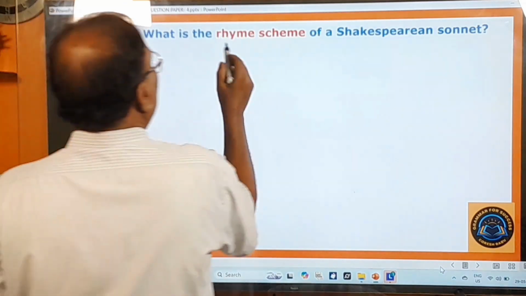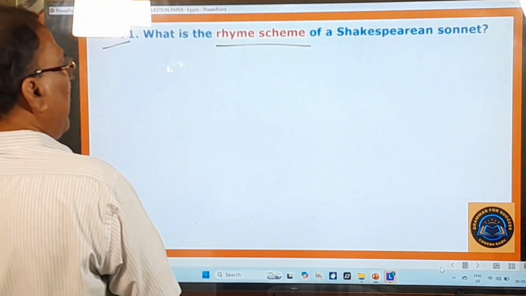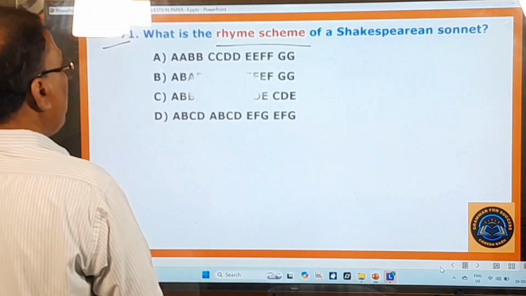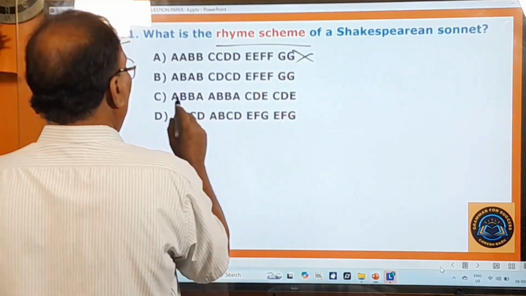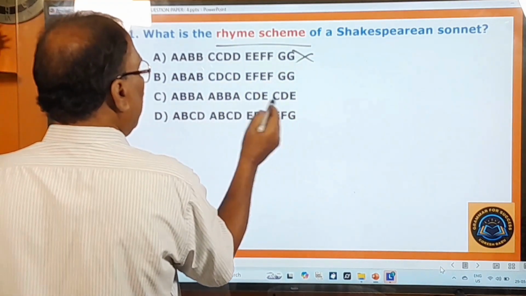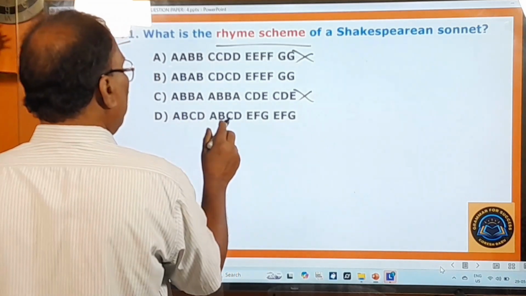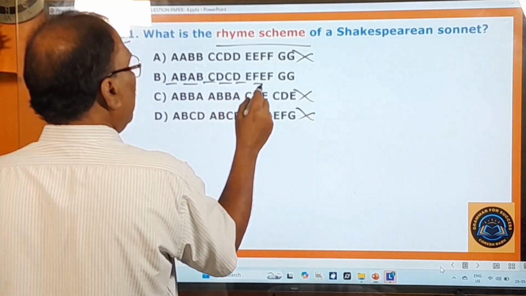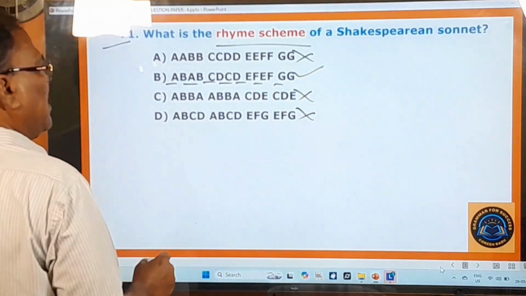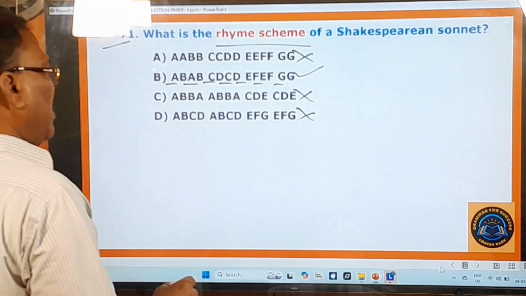71st question. What is the rhyme scheme of a Shakespearean sonnet? Shakespearean sonnet, you know very well. ABBCC, no. ABBA, CDE, CD, no. ABCD, EFG, no. Only AB, CD, EF, GG. This is the only right rhyme scheme of a Shakespearean sonnet.